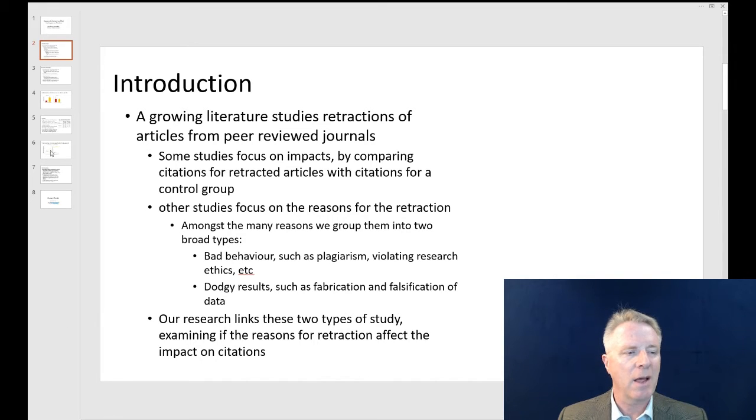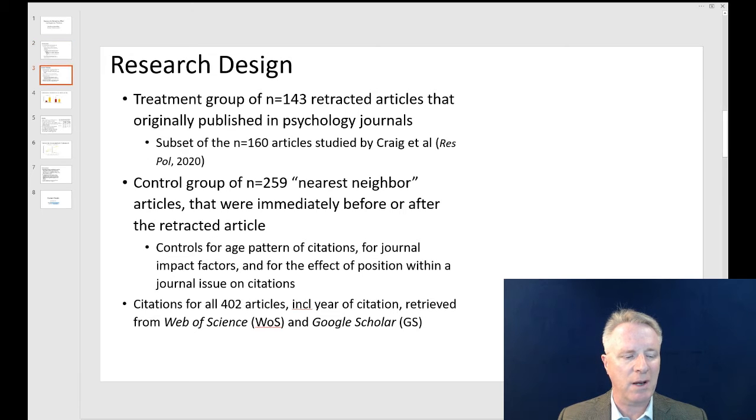Our research is based on a database of articles that were originally published in psychology journals. We have 143 articles in our treatment group, and these are a subset of 160 articles recently studied by Craig et al. in Research Policy, and these are retracted articles with various reasons for the retraction. We construct a control group of nearest neighbor articles, which are ones which were either immediately before or immediately after the retracted article in the issue of the particular journal.